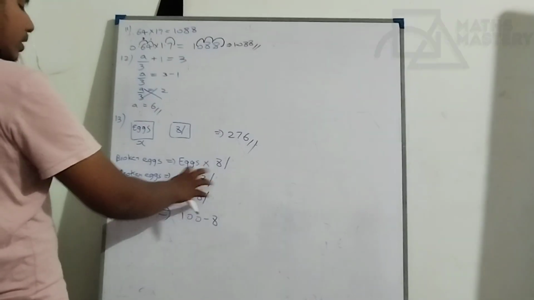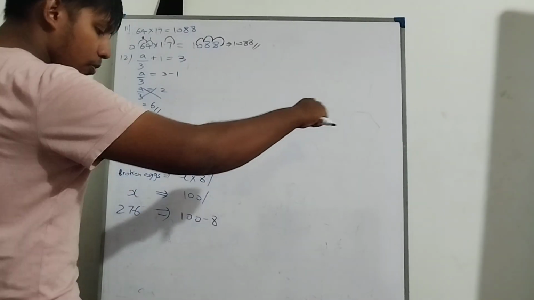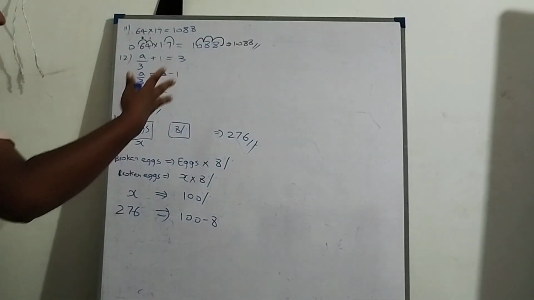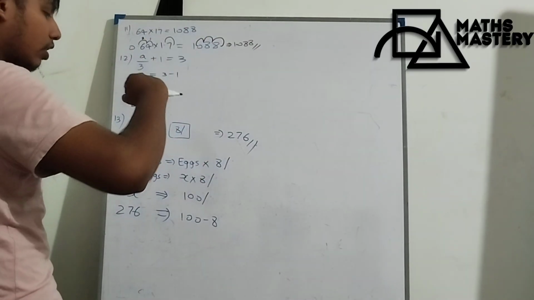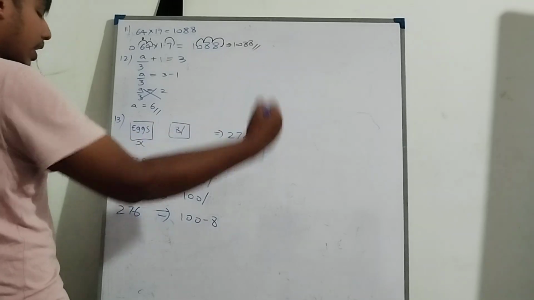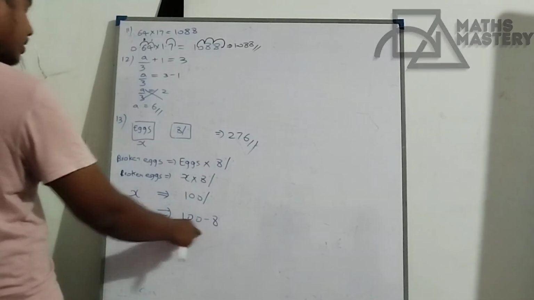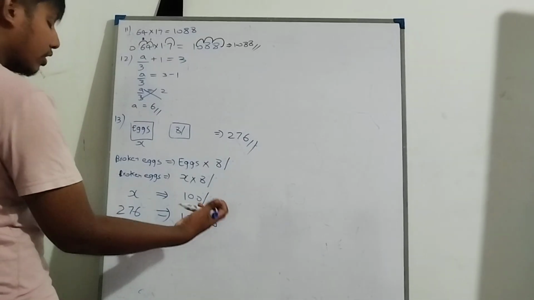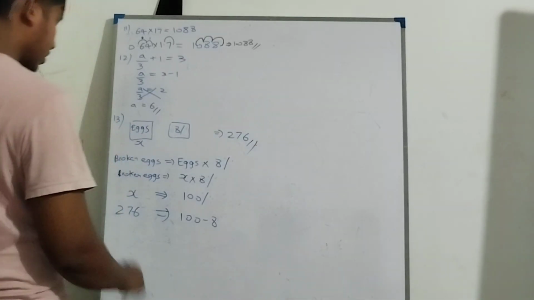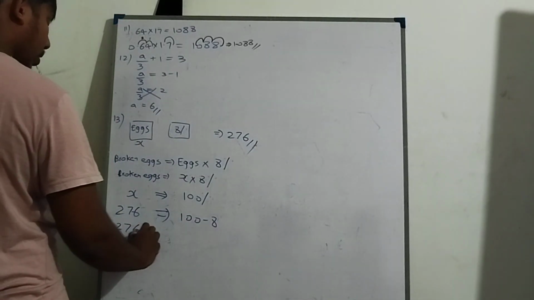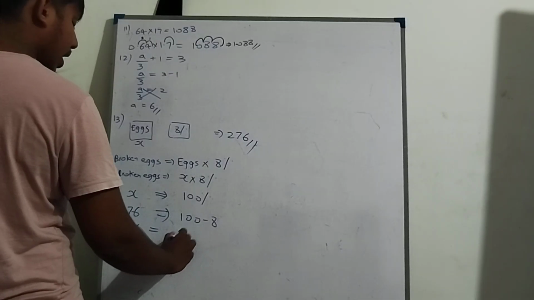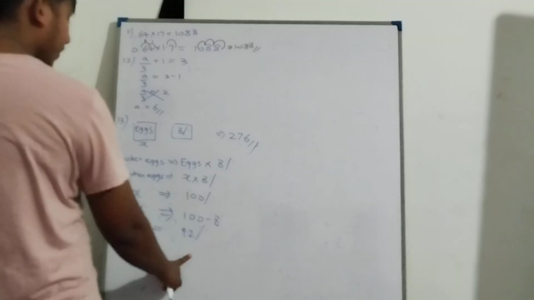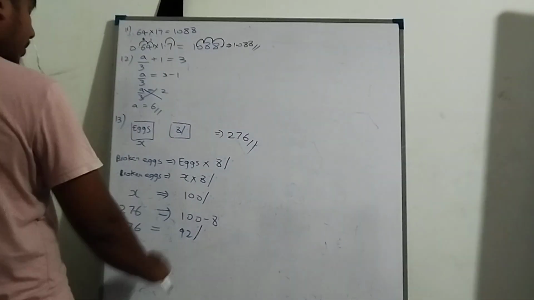See, 100% was the total eggs. He went to the shop, he bought some eggs, that is 100%. From that, 8% of eggs has been damaged. If 8% of the 100% eggs has been damaged, you subtract 100 minus 8, then only you will get the percentage of not damaged eggs. So 276 is equal to 100 minus 8, which is 92%. Okay. So now see, we know the percentage.